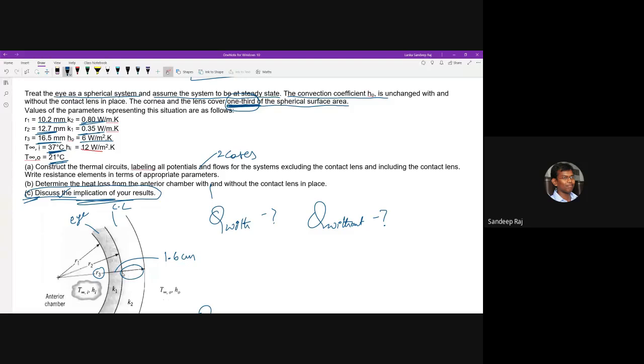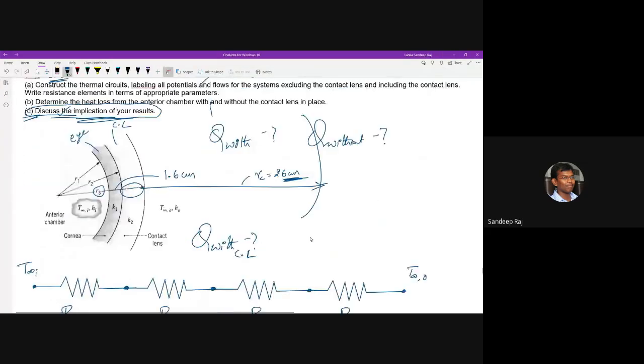And if you have the critical radius of insulation, what will be this thickness? This much, and this R_c will be equal to 26 centimeters. Imagine the contact lens with 26 centimeters, which is not feasible in practical reality. But the point I want to draw here is that till 26 it is going to increase. The critical radius of insulation is the radius where the heat transfer is maximum. So till 26 centimeters, your heat transfer will keep increasing.